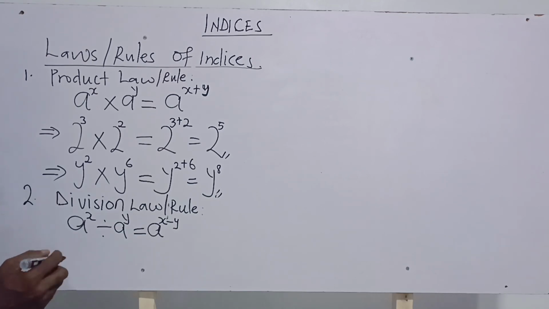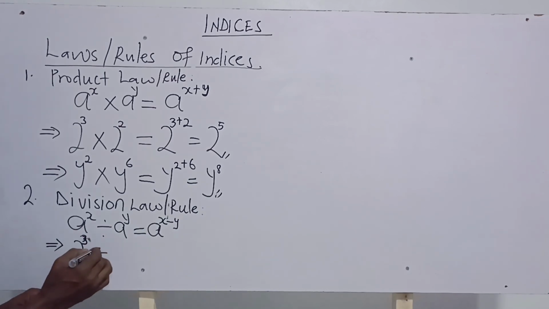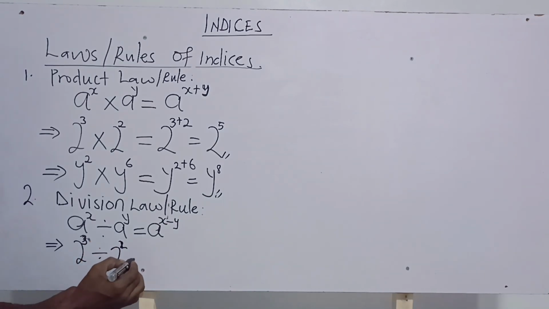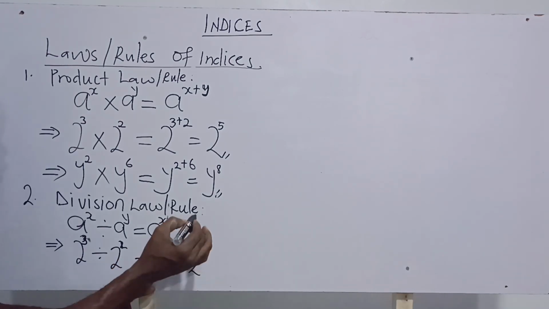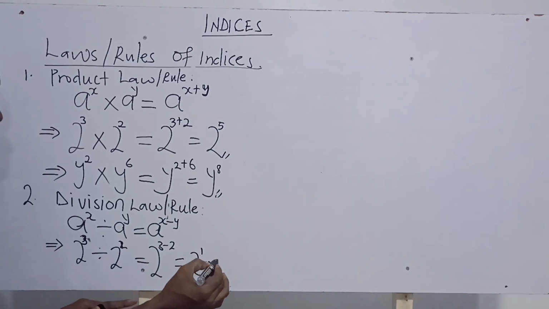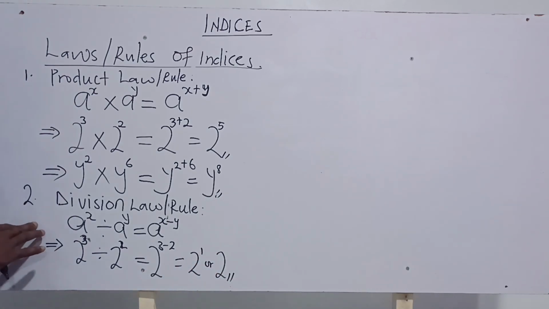So by application, if you are having 2 raised to power 3 divided by 2 raised to power 2, this is same thing as 2 raised to power 3 minus 2, which is equal to 2 raised to power 1, or you can simply write 2. That is our answer. So this is divisional law of indices.